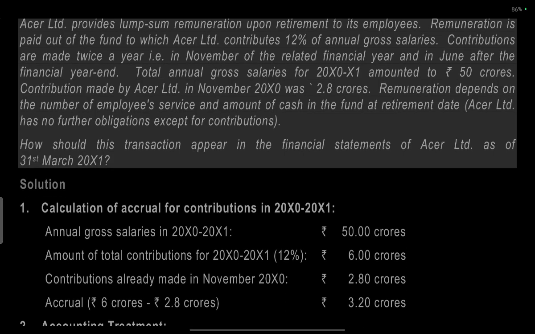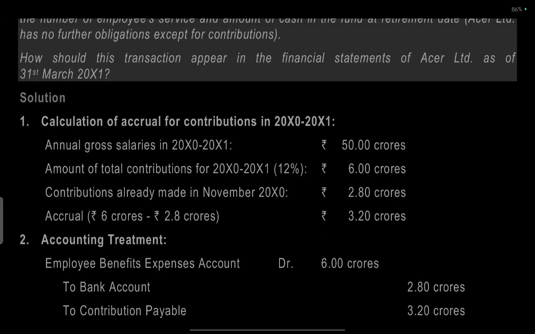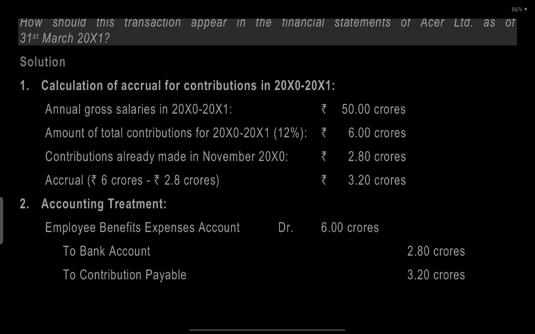Remuneration depends on the number of years of employee service and the amount of cash in the fund at the retirement date, and there is no further obligation except the contribution. How will the transaction appear in Acer's financial year ending 31st March? So 50 crores at 12% is 6 crores. What is paid is 2.8 crores, so 3.2 crores is accrued.